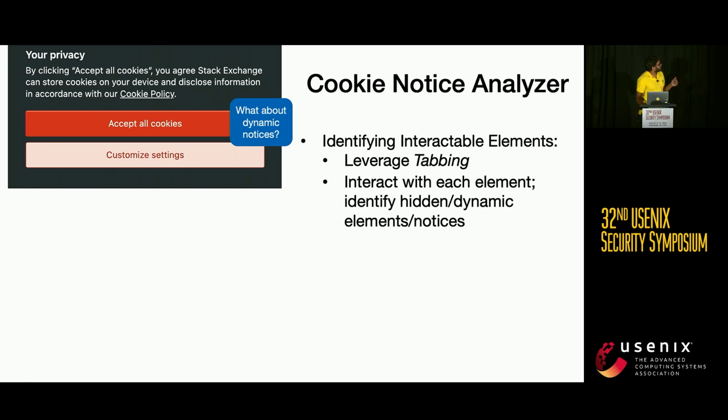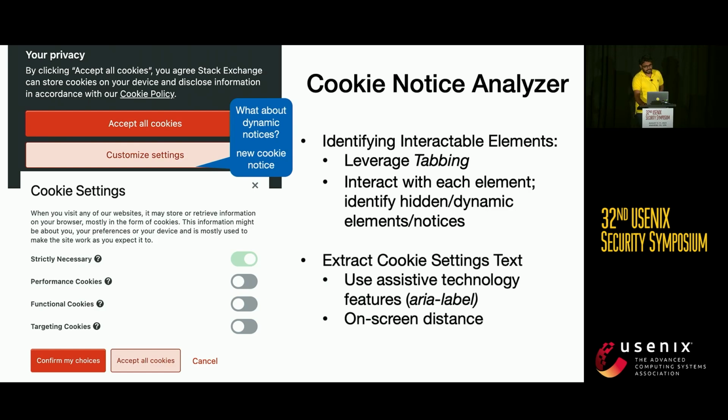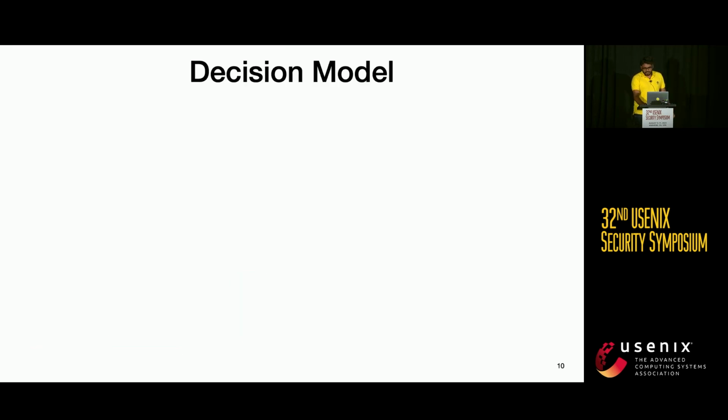notices. For example, here, this is the cookie notice for askubuntu.com. If we click on the customized settings, we see that another view of the cookie notice appears, which has further options. Finally, we extract the cookie setting text using the assistive technology features. So at this point, we have all the cookie settings and their corresponding text.